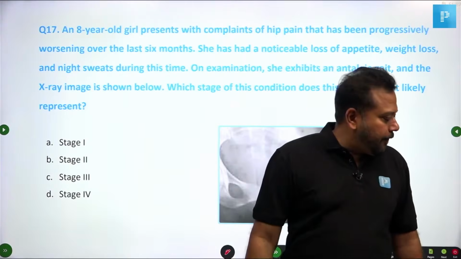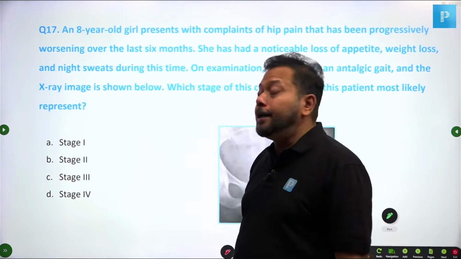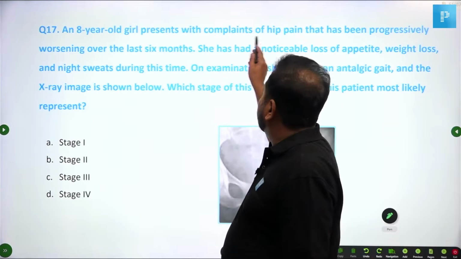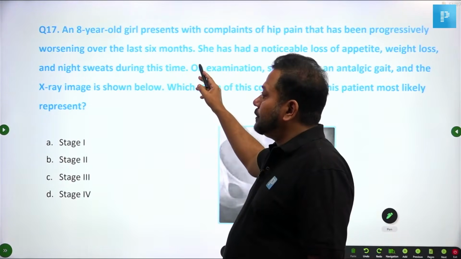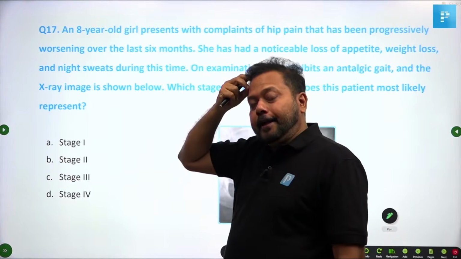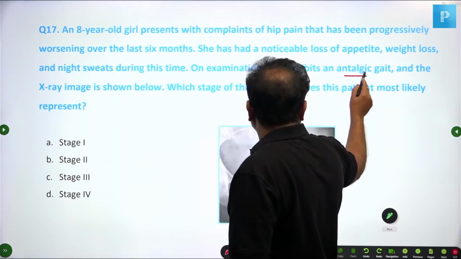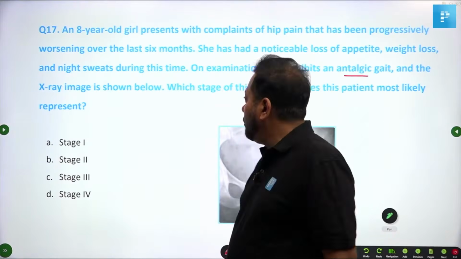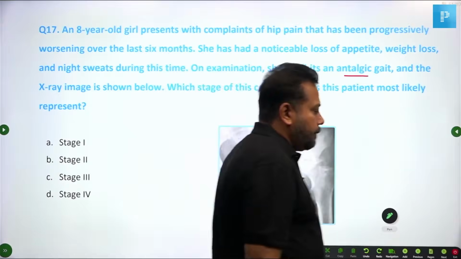So the history very clearly says this is a case of tuberculosis, skeletal tuberculosis. Hip pain, loss of appetite, night sweats, all these things say it's a case of skeletal tuberculosis. On examination she exhibits an antalgic gait. An X-ray is shown below. Which stage of this condition is this patient most likely in?